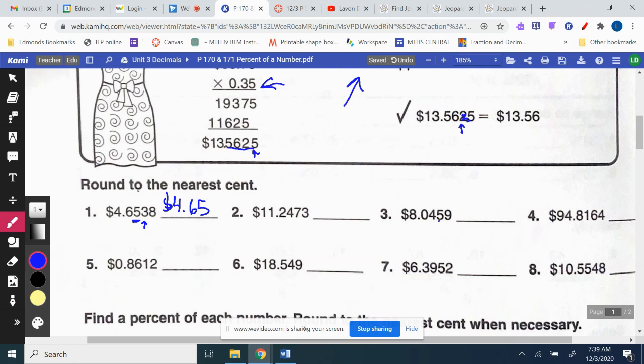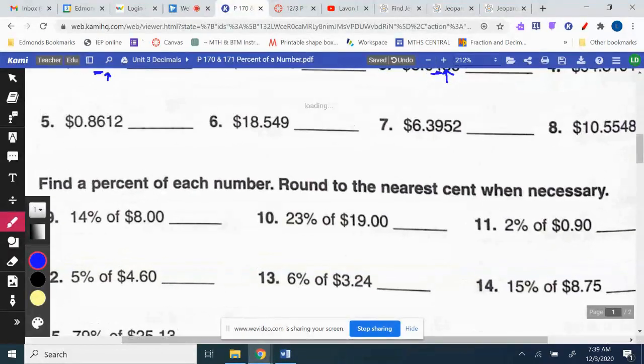Let's look at number 3. Rounding this number, this number is 5 or more, so I'm rounding up, so it's $8.05. We have mastered 1 through 8, so let's get to what we're really here for.